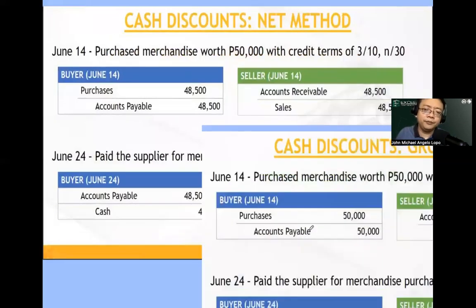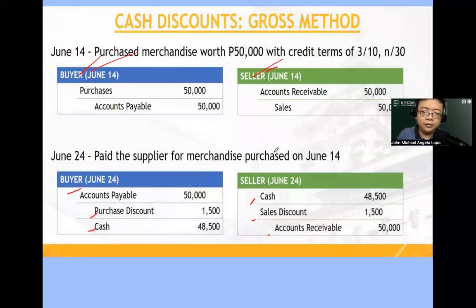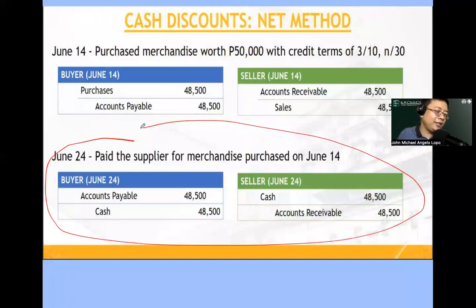Naulit lang. So, same pa din, class. What if naman hindi ka nakabayad? Masaklap, sayang. What I mean, nakabayad ka naman, pero wala sa discount period. So, meaning, gross na siya. Kung magkano yung nandito, yun na lang. Sayang. Hindi mo na makukuha ang discount as far as the buyer is concerned.